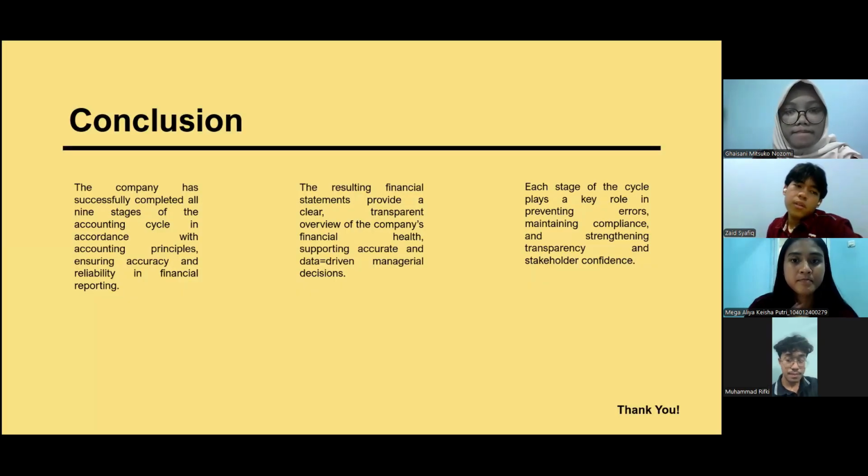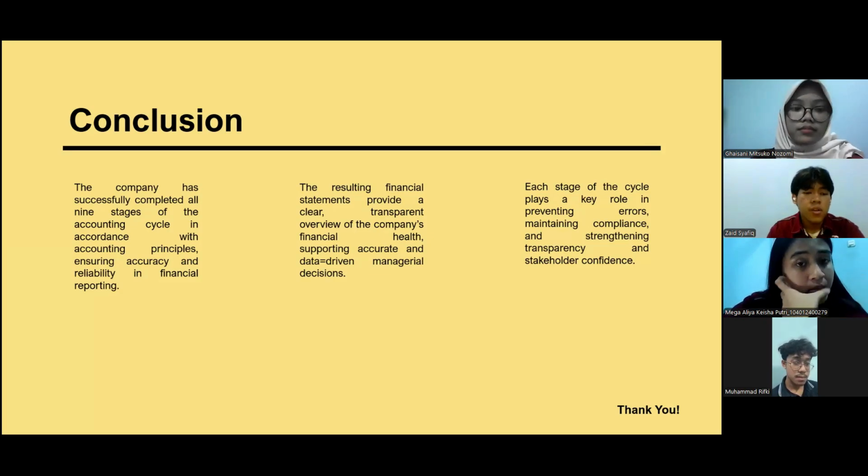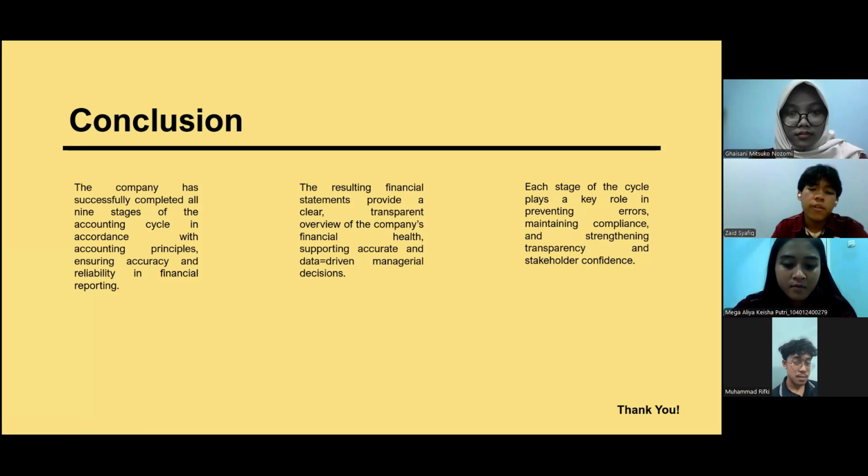And we're here to explain the conclusion. The company has successfully completed all 9 stages of the accounting cycle in accordance with accounting principles, ensuring accuracy and reliability in financial reporting. The resulting financial statements provide a clear, transparent overview of the company's financial health, supporting accurate and data-driven managerial decisions. Each stage of the cycle plays a key role in preventing errors, maintaining compliance, and strengthening transparency and stakeholder confidence.